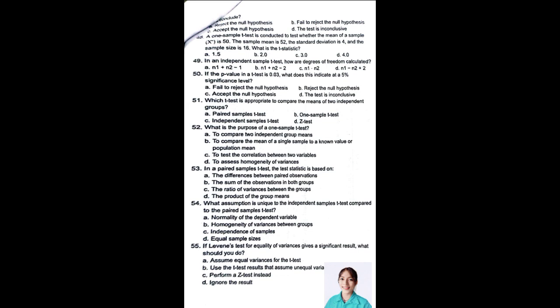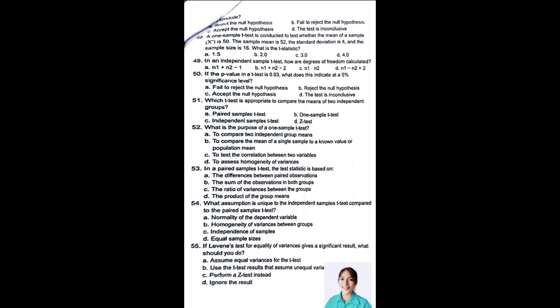Next, number 49. In an independent samples t-test, how are degrees of freedom calculated? To calculate the degrees of freedom in an independent samples t-test, we just add the two sample sizes and subtract 2. So it is option B, n sub 1 plus n sub 2 minus 2.